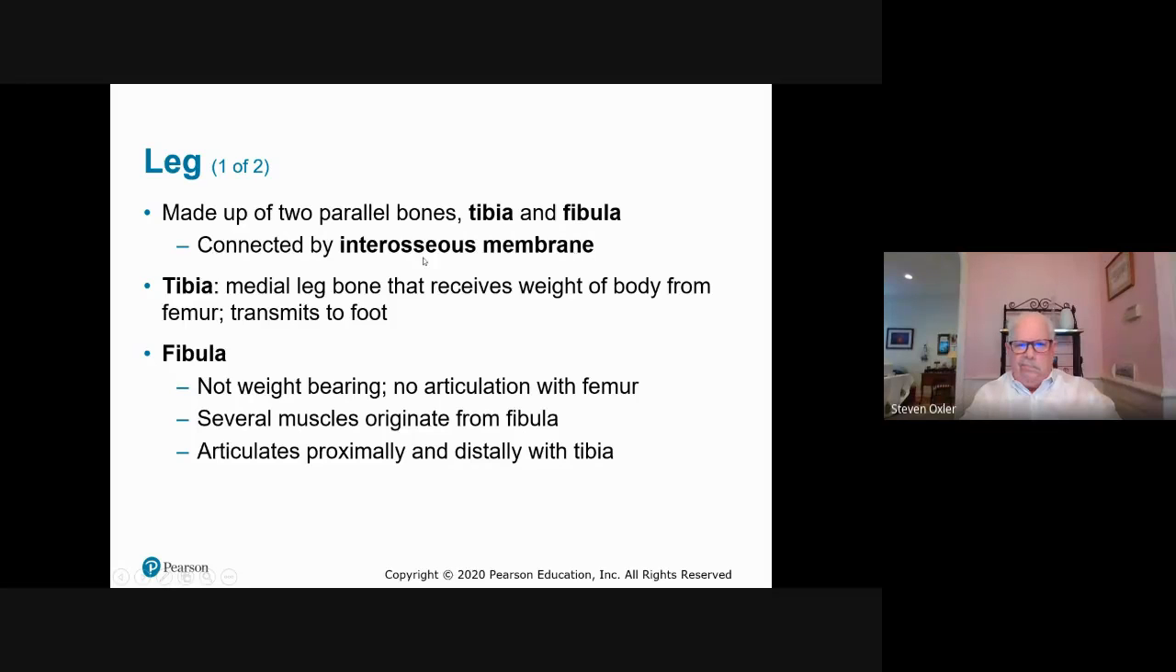Okay? The big bone of the lower leg is the tibia. It is the medial bone. The fibula is the lateral bone and is a non-weight bearing bone. It has no articulation with the femur, none whatsoever. Okay? It articulates proximally and distally with the tibia, but not with the femur.